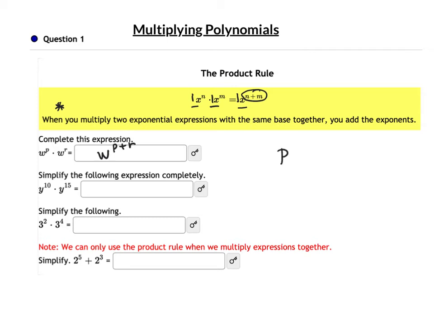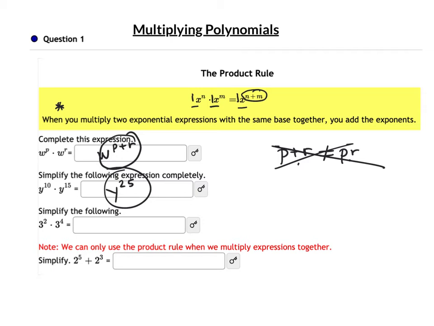You can't add p and r. P plus r is not equal to pr. This is times and this is add. Don't add those. That is the answer. Simplify the following expression completely. Y to the 10th times y to the 15th. Well, that would be y, add your powers, to the 25th. As long as they're like bases, you can just add your powers when you're multiplying.